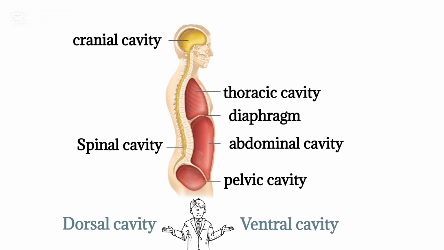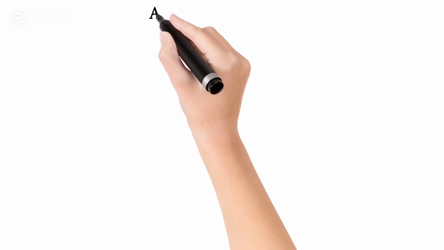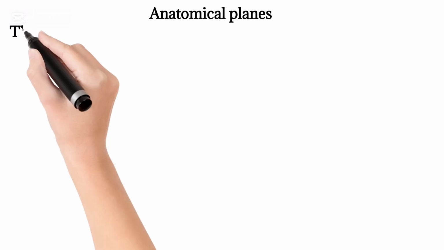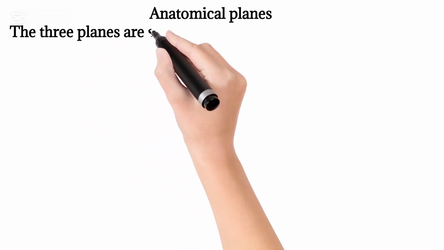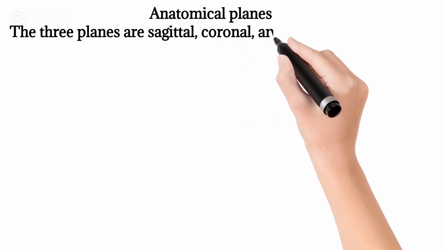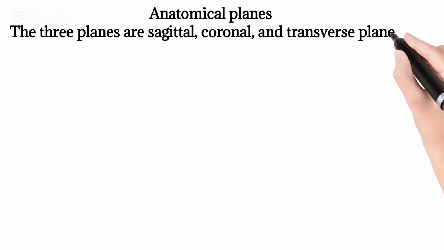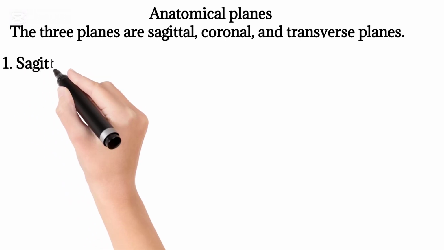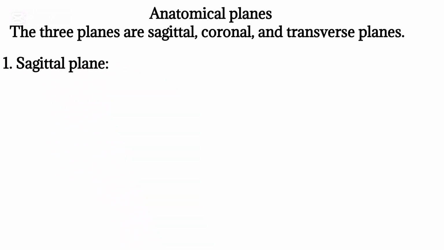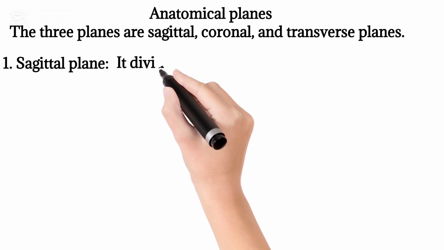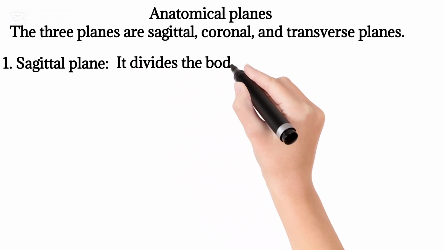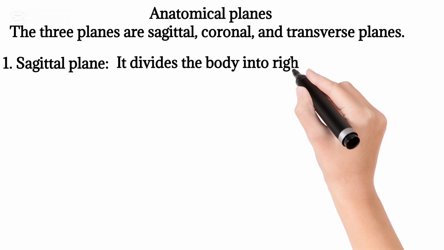Now let's talk about anatomical planes. They are used in diagnostic imaging, and it is very important for us to talk about it. We have three anatomical planes: the sagittal plane, the coronal plane, and the transverse plane. Now the sagittal plane divides the body into right and left, that's two lateral parts.